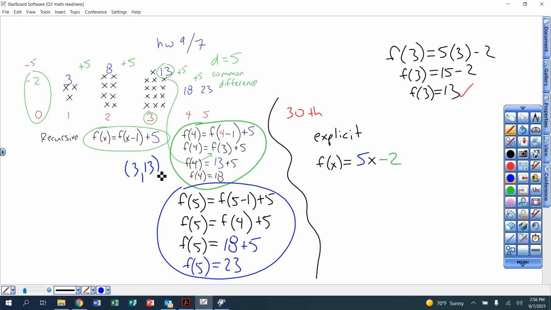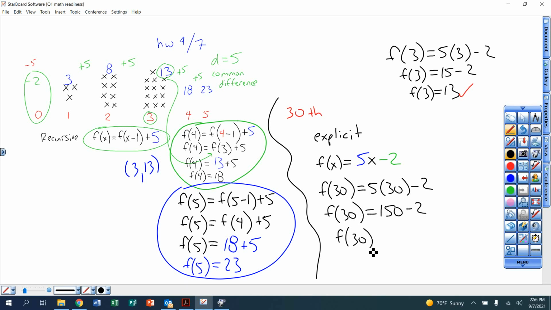All right, to find the 30th term though, I'm going to replace that x with 30. Gives me the 30th term is 150 minus 2, or at the 30th term, I'll have 148 x's, following that pattern.